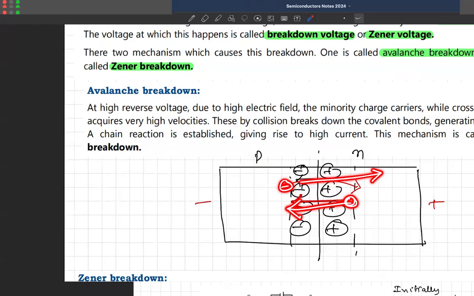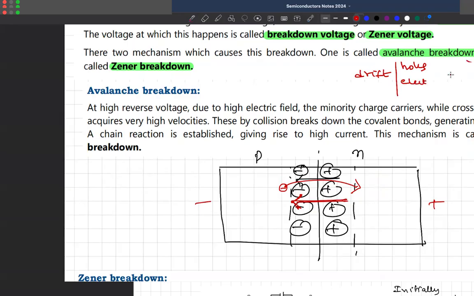That is called diffusion. This is reverse bias mode. What happens now? Tell me the drift direction. What is a drift direction? Drift direction is like this. In case of drift, holes move from N region to P region. Electrons move from P region to N region.